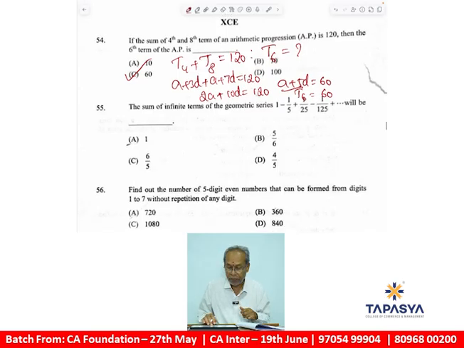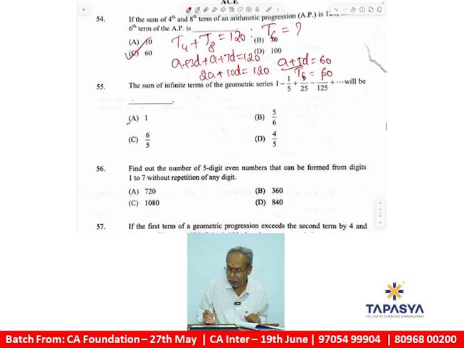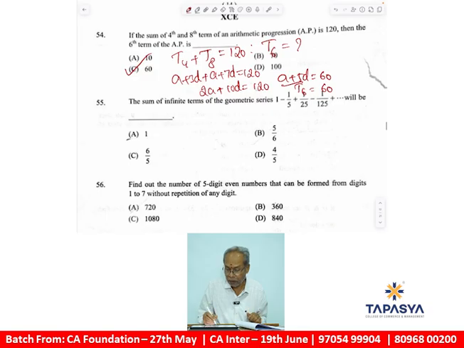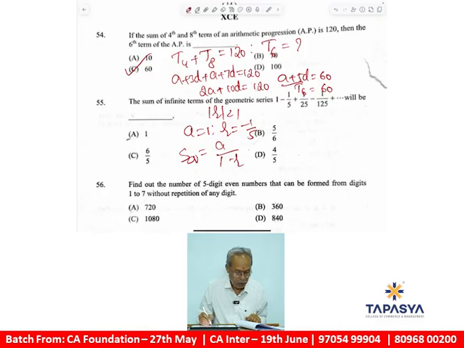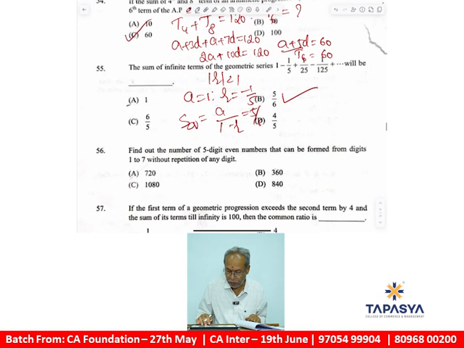Next comes the sum of an infinite geometric series. An infinite geometric series is valid only when the modulus of the common ratio is less than 1. Here A is equal to 1, and the common ratio is minus 1 by 5. The sum to infinity formula is A by 1 minus R. If you substitute, you will get 5 by 6. The answer is pi.